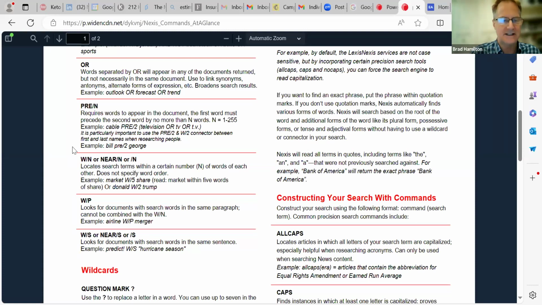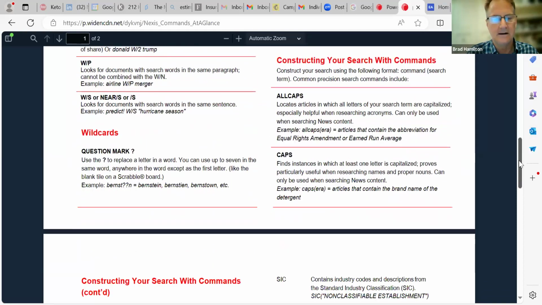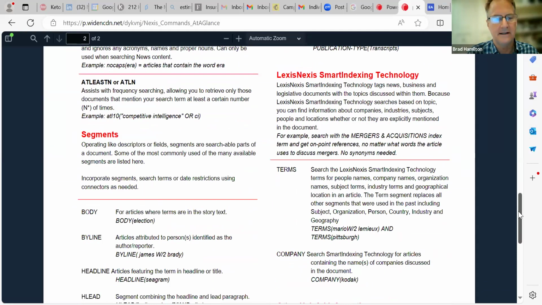W/S is within the same sentence, or you can get fancy with it and put a number there, W/30 or 10 or whatever, meaning those two terms have to be within 10 or 20 words of each other. All right, I'm also going to show you a couple things down here.